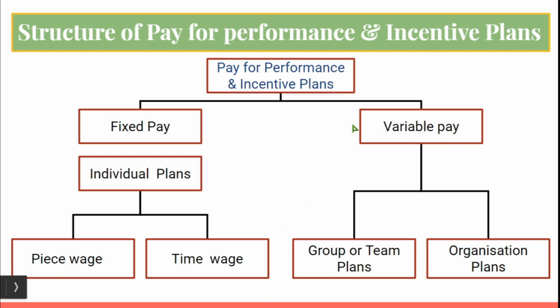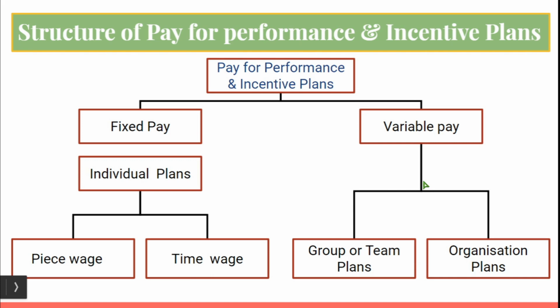Pay for performance is divided into two parts, on the basis of fixed pay plans and variable pay plans. As the two names suggest, under fixed pay plans, the employee will get a fixed amount of remuneration. However, in variable, it will keep on varying as the case may be. Fixed pay plans are applicable to individuals by means of the piece wage system and the time wage system. However, variable pay plans are applicable to groups and to complete organizations.